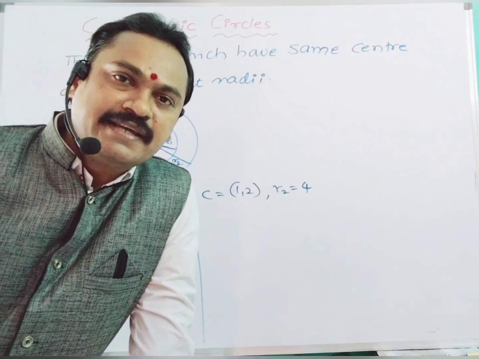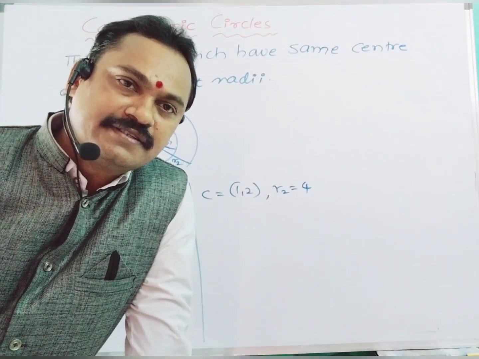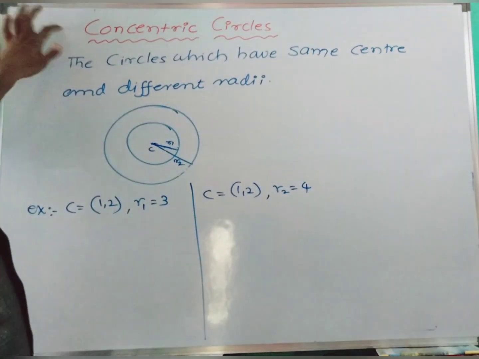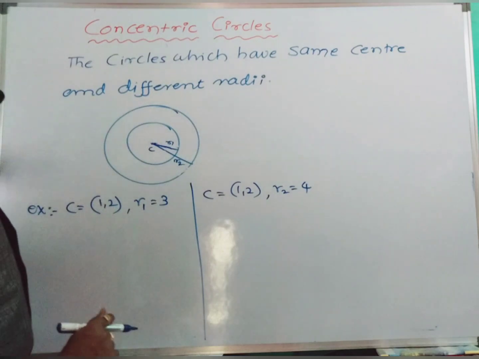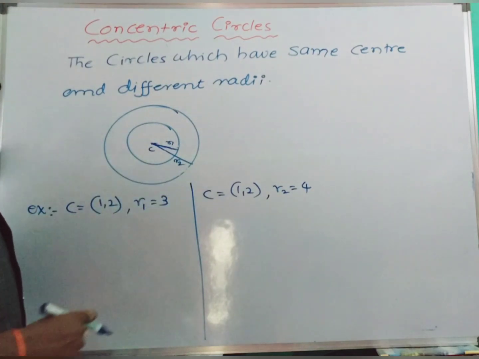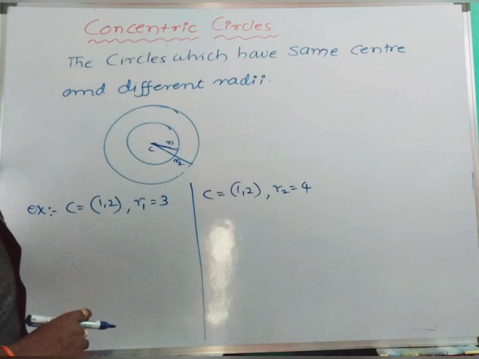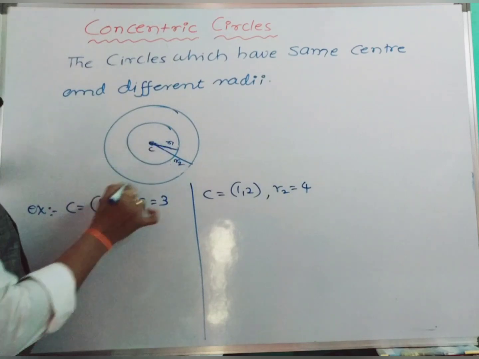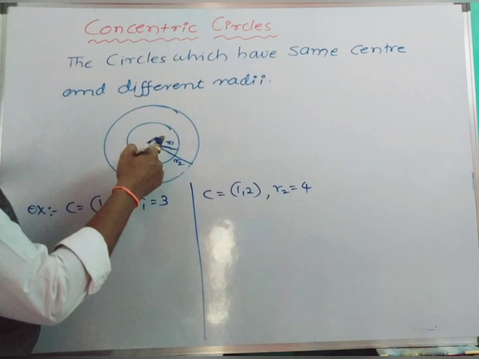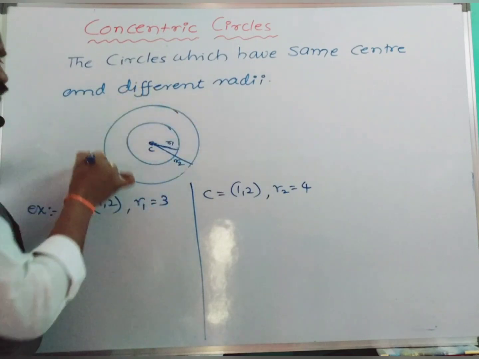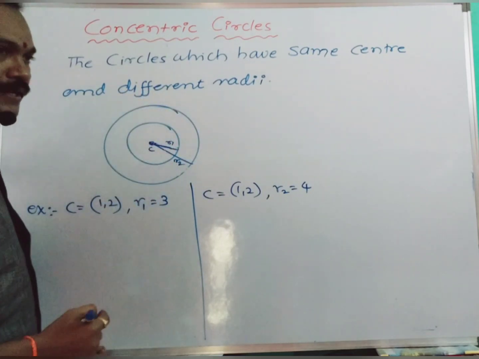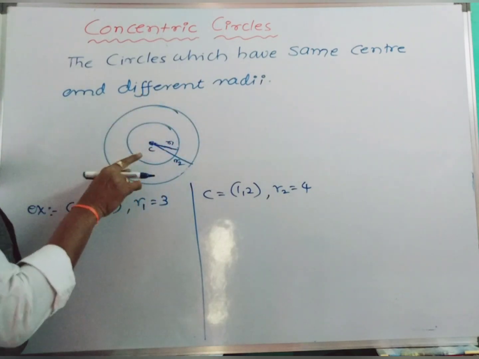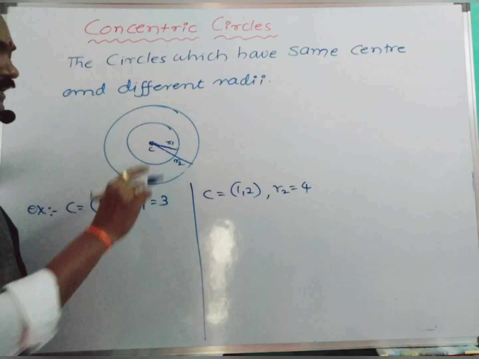Today's second concept is concentric circles. What are concentric circles? Observe here. The circles which have the same center and different radii are called concentric circles. Is it clear? Let us take one diagram. This is the circle with center C and radius R1. And this also has the same center with another radius. If you observe, both circles have the same center and different radii.